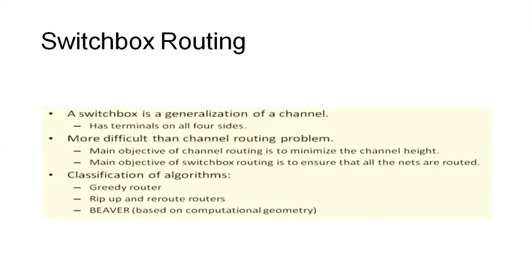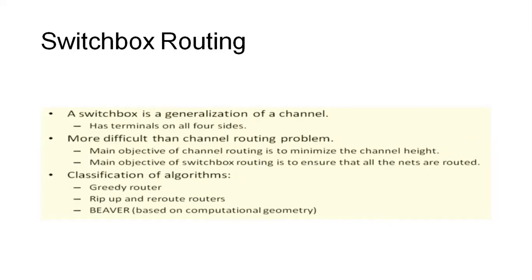Switchbox routing, you can recall, is the problem where the pins are located on all the 4 boundaries of a rectangular region. It is more difficult than the channel routing algorithm. The main objective of channel routing is to minimize the channel height, whereas the main objective of switchbox routing is to ensure that all the nets are routed. That is the idea here.